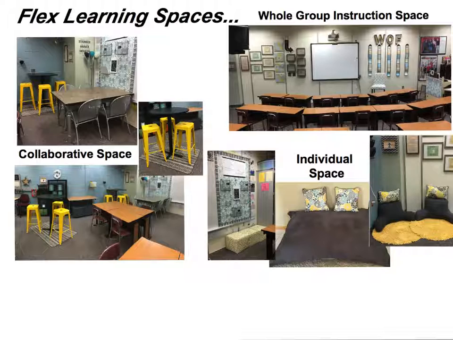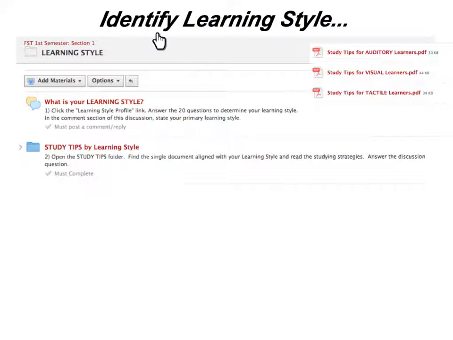Or if it better suits their learning style, they'll have individual spaces where they can sit on the floor, share a beanbag, or lounge out on cubes to do their daily work. At the onset of the course, students will identify their learning style. They will be asked to take a 20-question survey in which it will tell them if they are an auditory, visual, or tactile learner. They will also reference the study tip resources for their individual learning style. This will help them better understand how they should do their learning within the FST course.